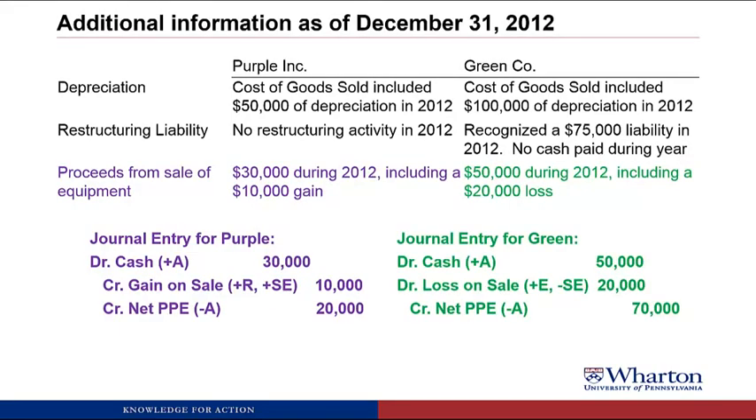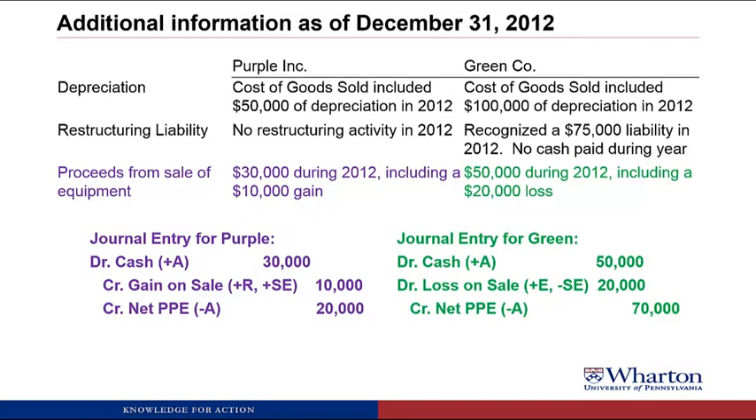They would debit cash for $50,000 because they're receiving $50,000 cash. They debit loss on sale. The loss is just like an expense. It reduces net income, reduces stockholders' equity. So that leaves us with a credit to net property, plant, and equipment. The original book value of the equipment that was sold was $70,000.